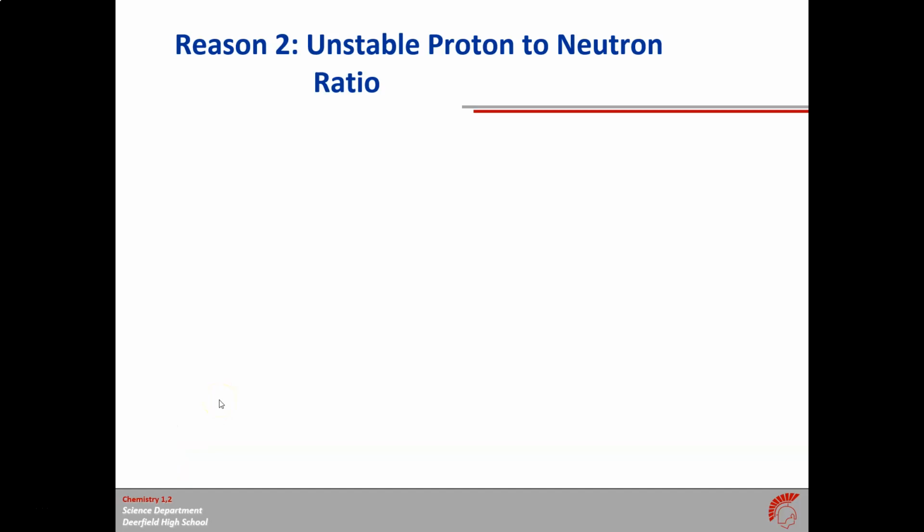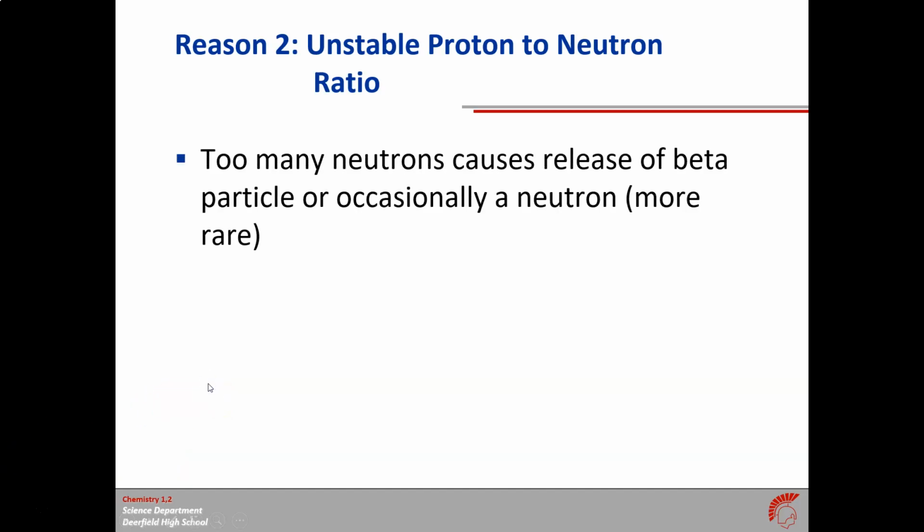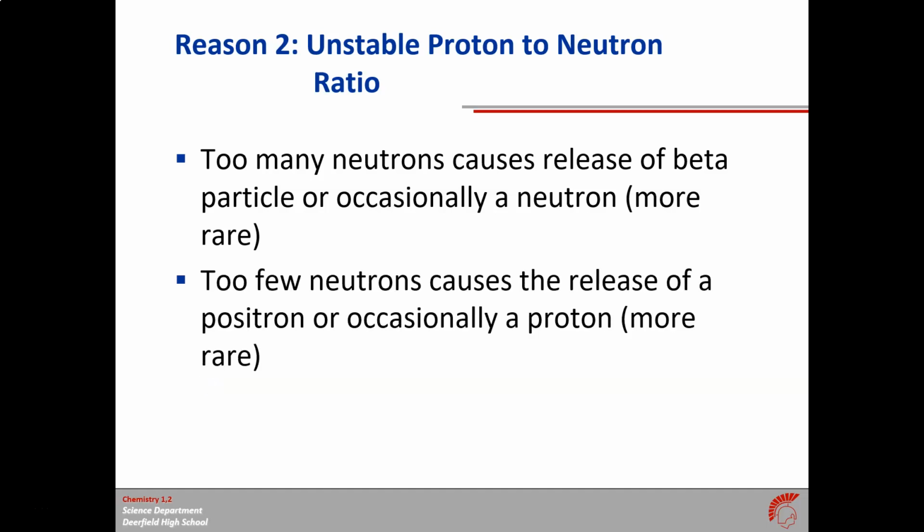So let's take a look at this scenario. If there's too many neutrons, this is going to cause a release of a beta particle. Occasionally you'll get a neutron. This is much more rare. Usually it's a beta particle. So you're probably thinking, a beta particle, how do we do that? So we'll get to that momentarily.